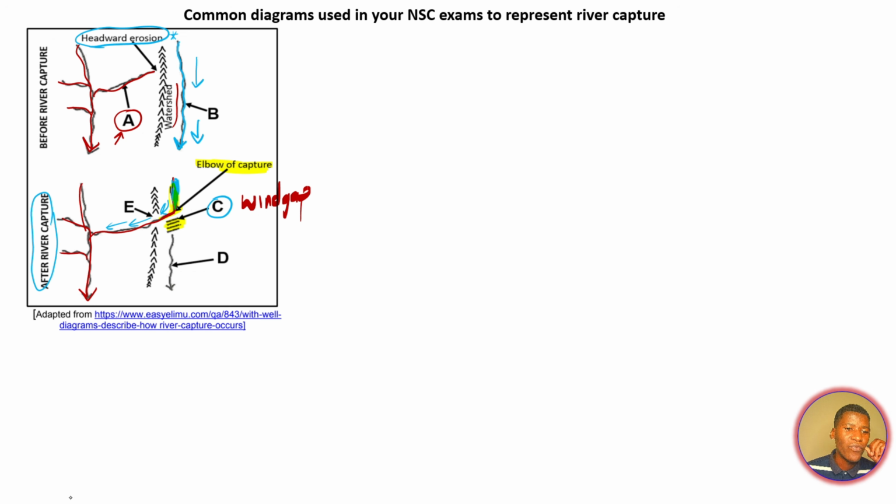Whereas D will be our misfit stream, because remember at first stream B was moving in that direction, but its water has been stolen. So some part of it will remain as a small stream that has lost its water, and this will be a misfit stream. So this is the most common diagram that they like to use in your exams.